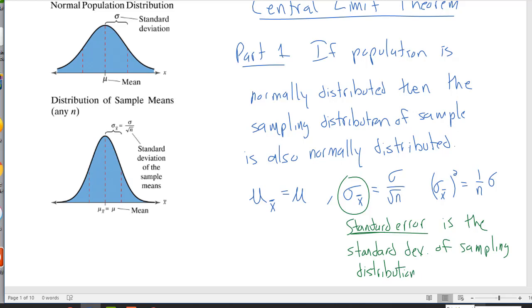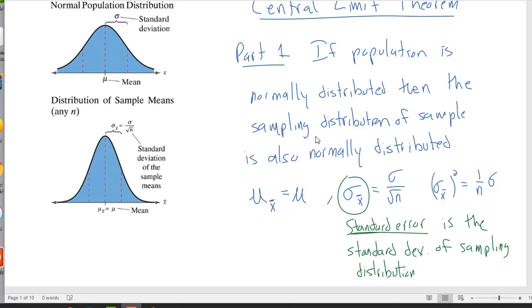So, Part 1, Central Limit Theorem says, if my population is known to be normal, then I can take samples of any size that I want. And the distribution of sample means is going to be normal. And the relationship is that the mean of my sampling distribution equals the mean of the population. And the standard deviation of the sampling distribution, we call the standard error, is the population standard deviation divided by the root of the sample size.